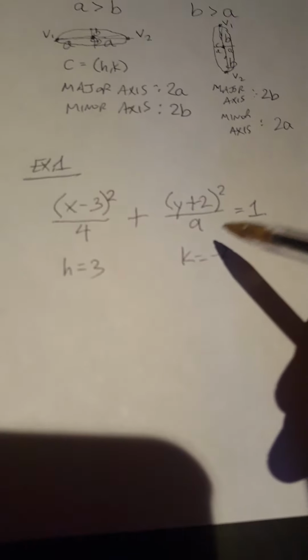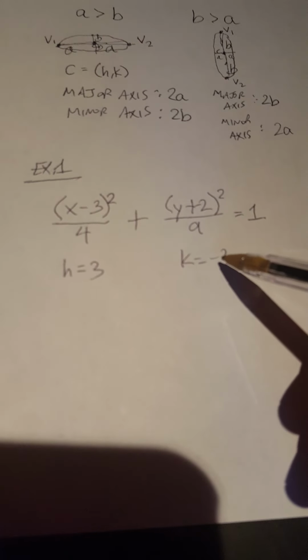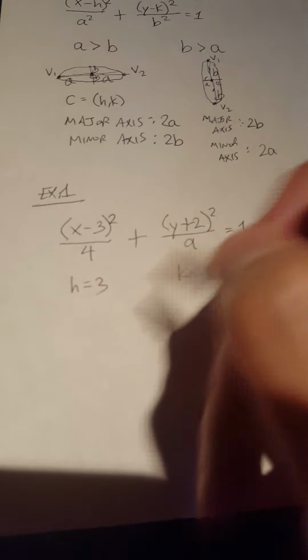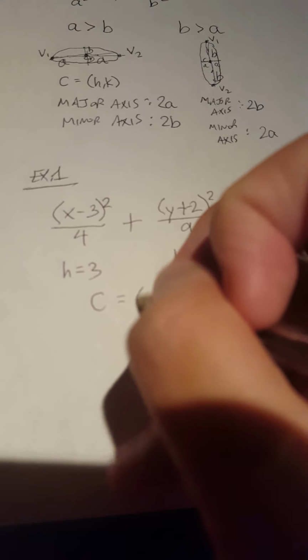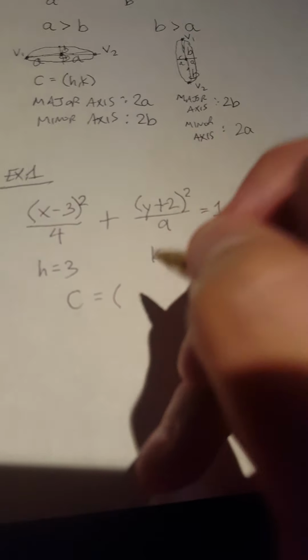Kind of just train yourself: whatever you see here, it's going to be the opposite. So if you see minus 3, your h is positive. If you see plus, then that means that that's going to be negative. Once we have our h and our k, we know that our center is going to be the point 3, comma, negative 2.